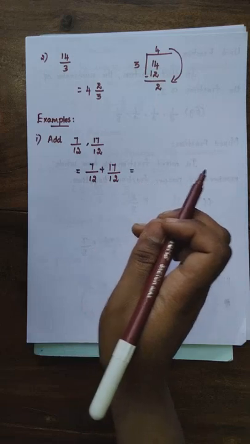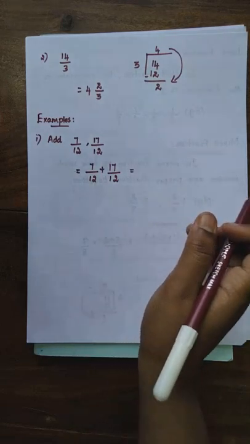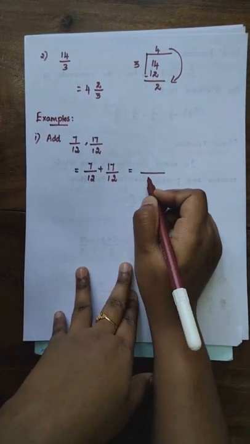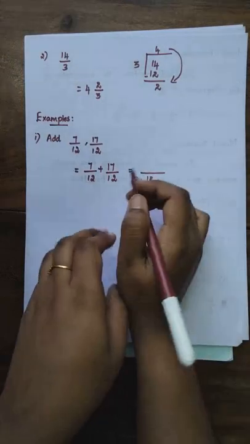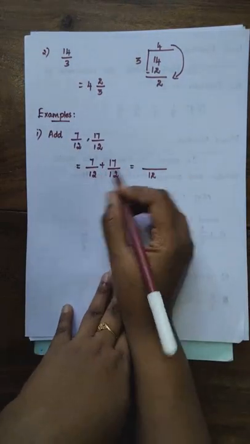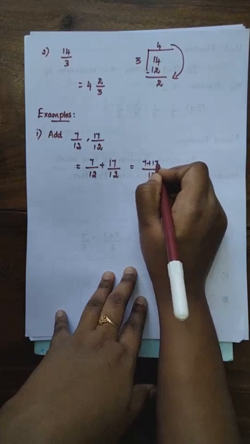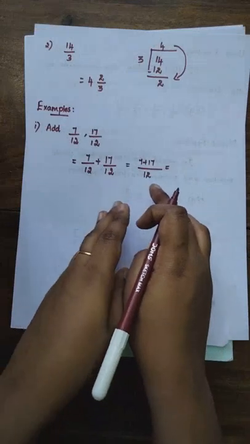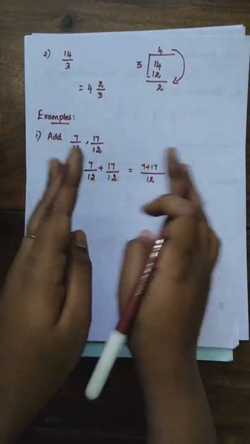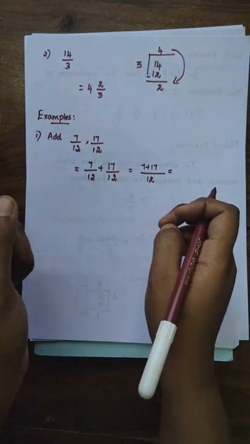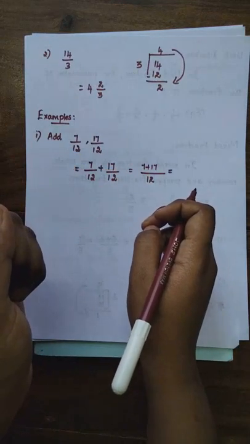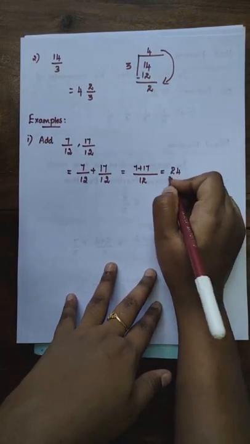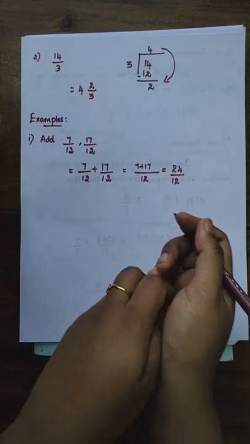If it is like fraction, it is very easy. Just add the numerators only. Both the denominators are same, so commonly put one denominator, that is 12. Then add the numerators. The main thing is add the numerator. 7 plus 17. What is 7 plus 17? 7 plus 17 is 24. So 24 by 12. This is our answer, 24 by 12. Understand?